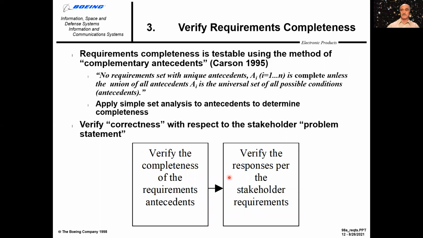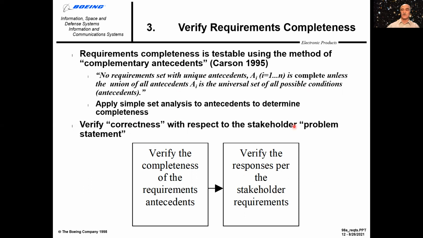Lastly, then, having gone through the process of producing complete requirements, we want to verify that we actually have produced a complete set of requirements. So I use the test from my first paper, 95: no requirement set with unique antecedents is complete. So, requirements completeness. It's not complete unless the union of all antecedents is the universal set of all possible conditions. So this is applying set theory to the sets of antecedents to make sure they're actually complete. So do we have a defined behavior for all possible conditions?